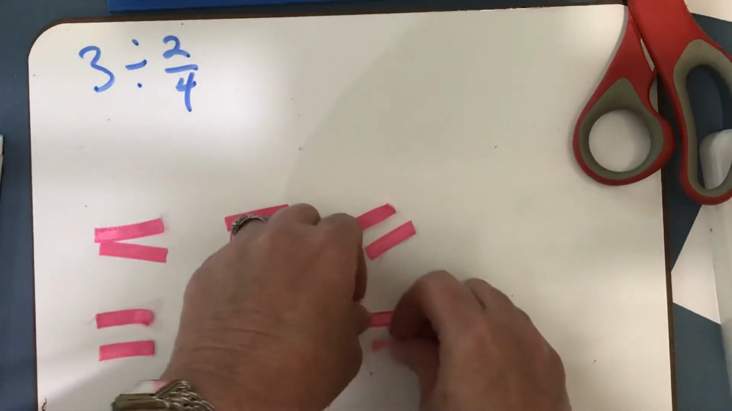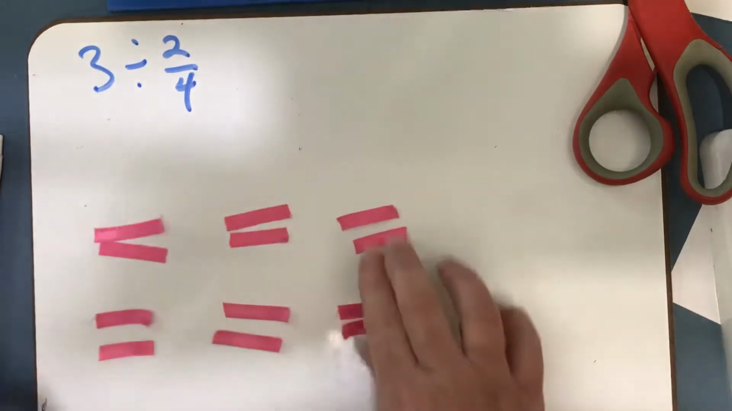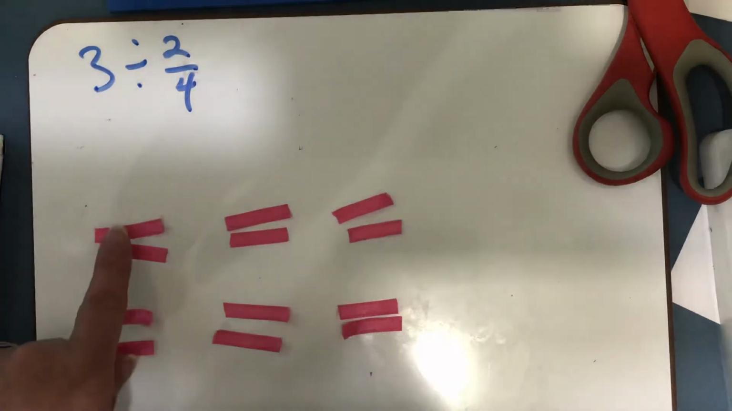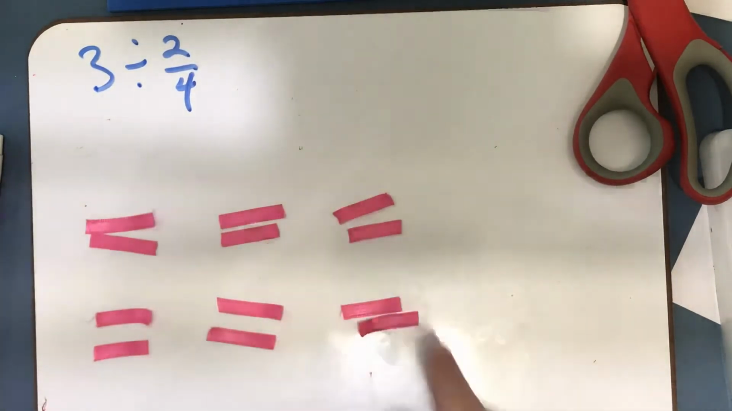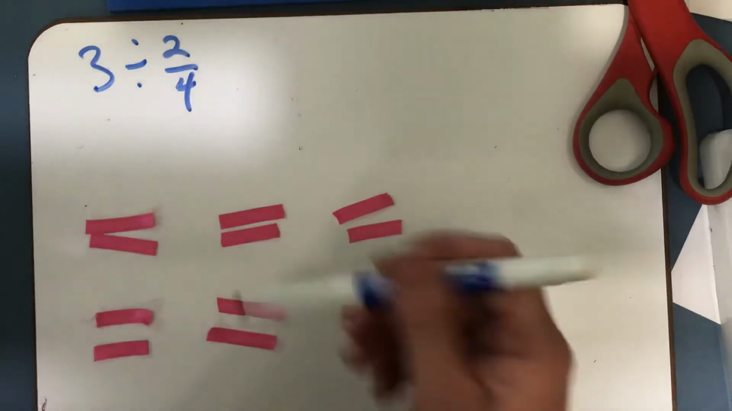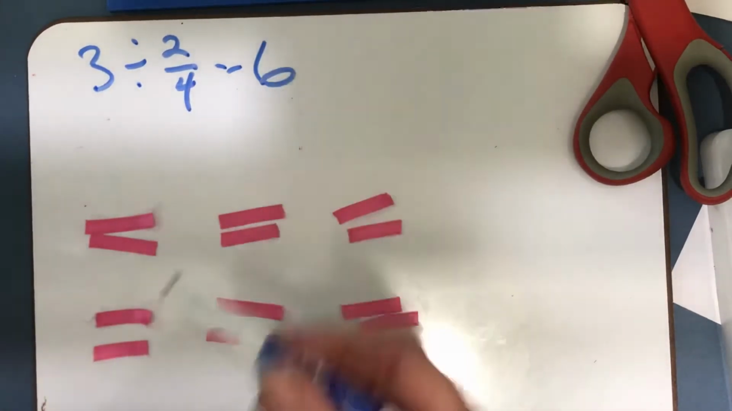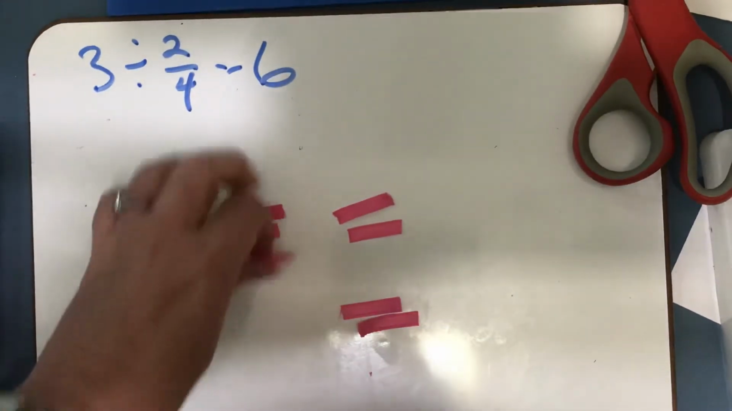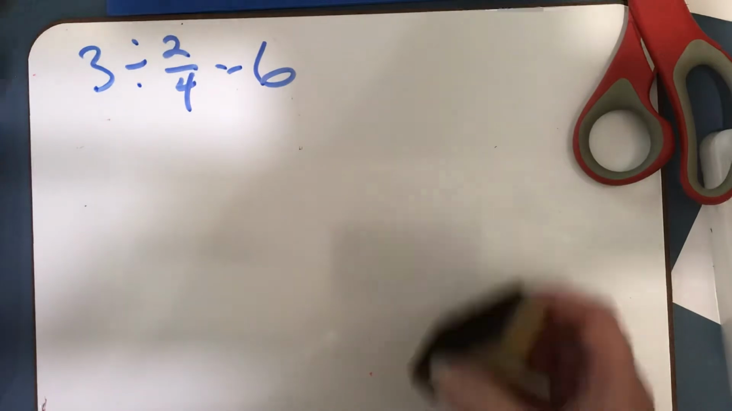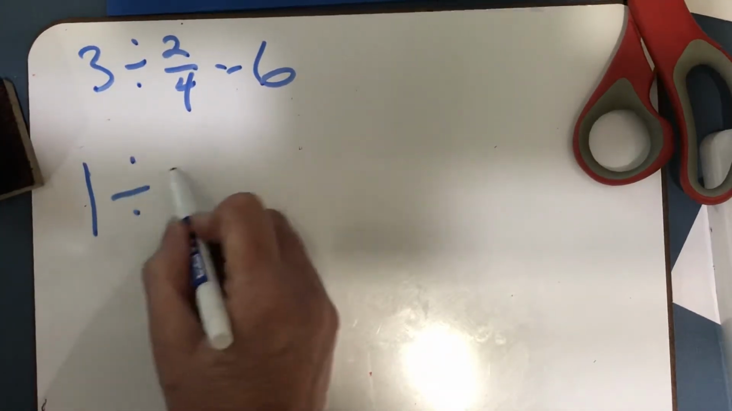Remember, each of these pieces is 1/4 of the whole, and so 2 of the pieces is 2/4. So I have 1, 2, 3, 4, 5, 6 2/4 pieces. Okay, so 3 divided by 2/4 equals 6. That's one example. Now I'm going to take another example with some fraction strips. This time I'm going to do 1 divided by 2/4.